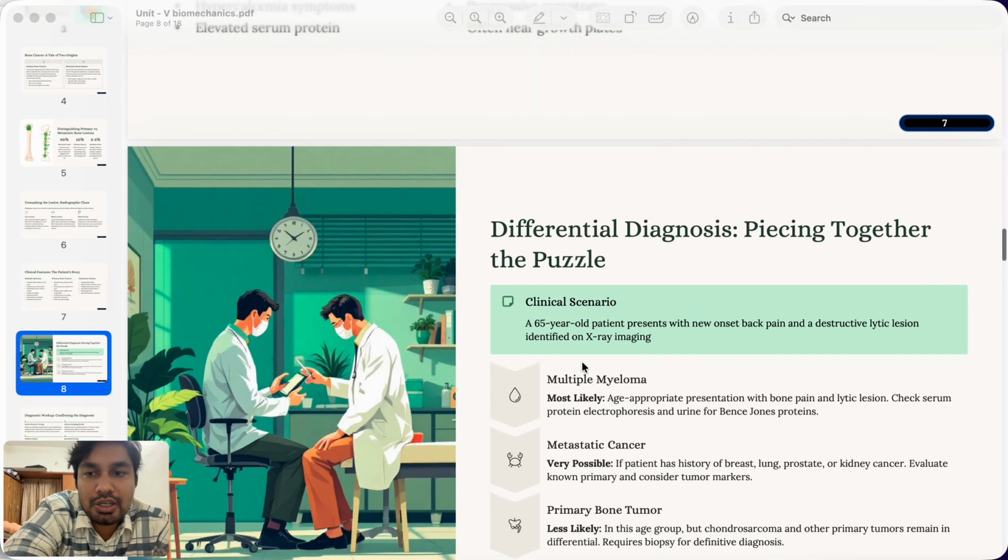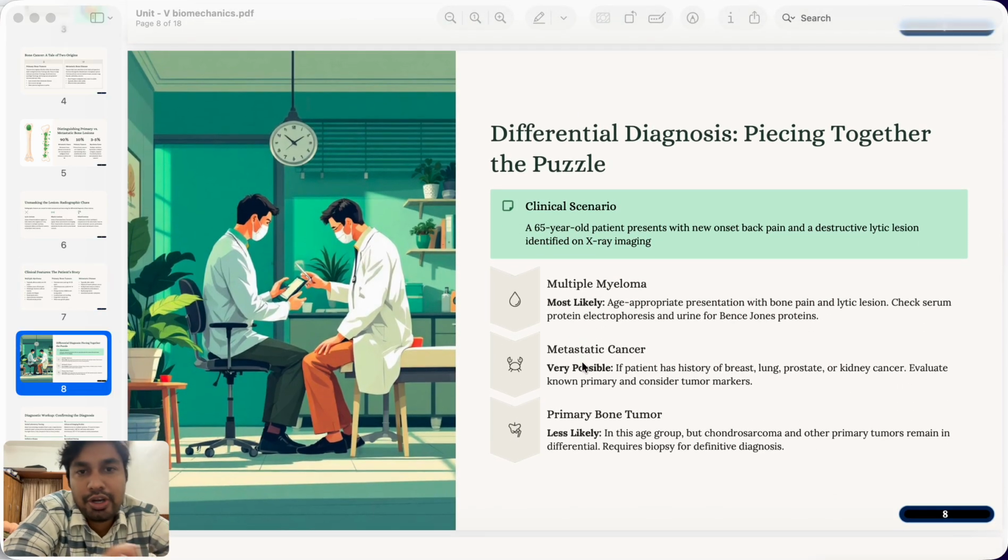Okay, the most important point is the clinical scenario that I discussed with you in the classroom: a 60-year-old patient presented with new-onset back pain and a destructive lytic lesion identified on X-ray imaging. Multiple myeloma is a possible condition behind it, given the age and the pain and lytic lesion. So we are going to check serum protein electrophoresis and urine for Bence-Jones proteins, and all the other factors. This is the first point.